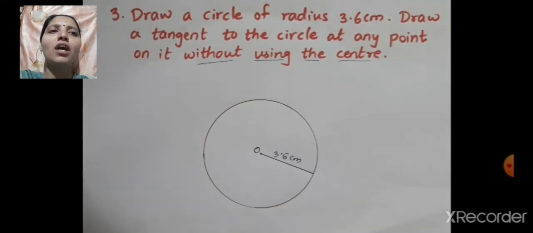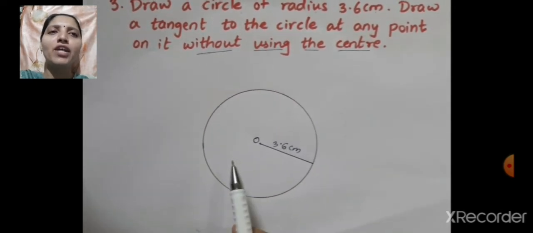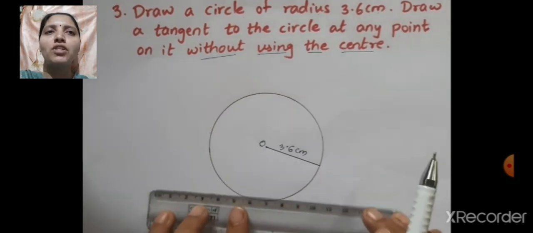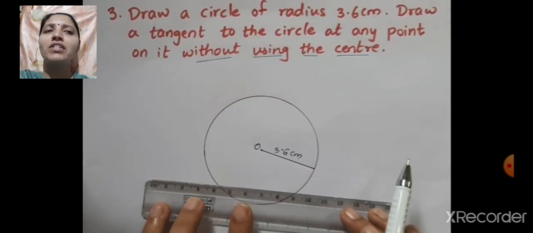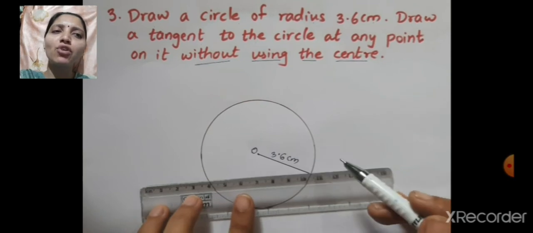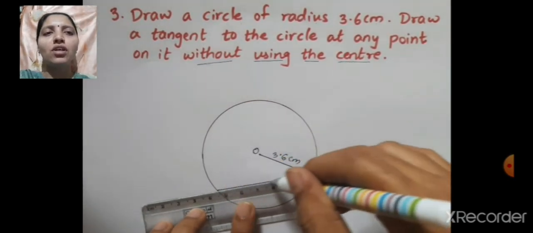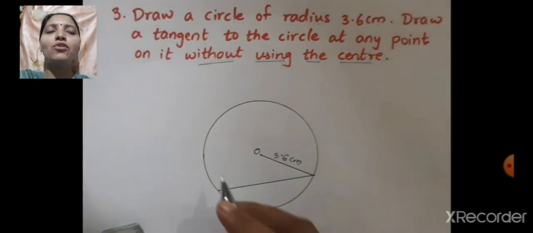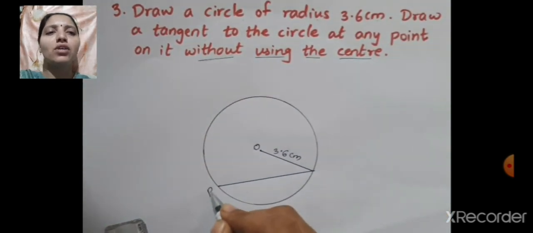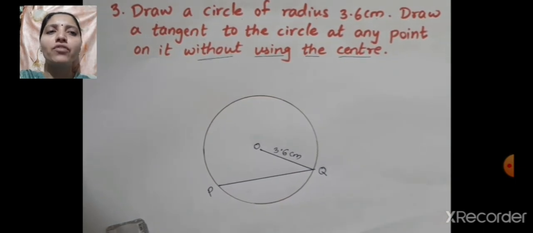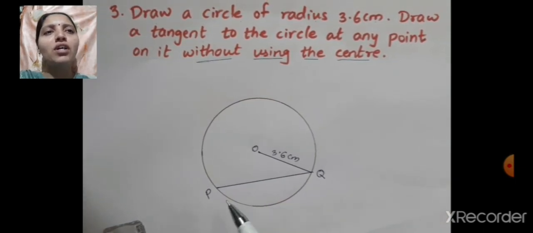Okay. Now you have to draw a tangent without using the center. So we cannot use the center. In the first question what we did, we have extended the radius and then we have drawn the tangent to that circle. So here first you have to draw a chord. So here I have drawn chord PQ. So with the help of this chord we are going to draw the tangent.